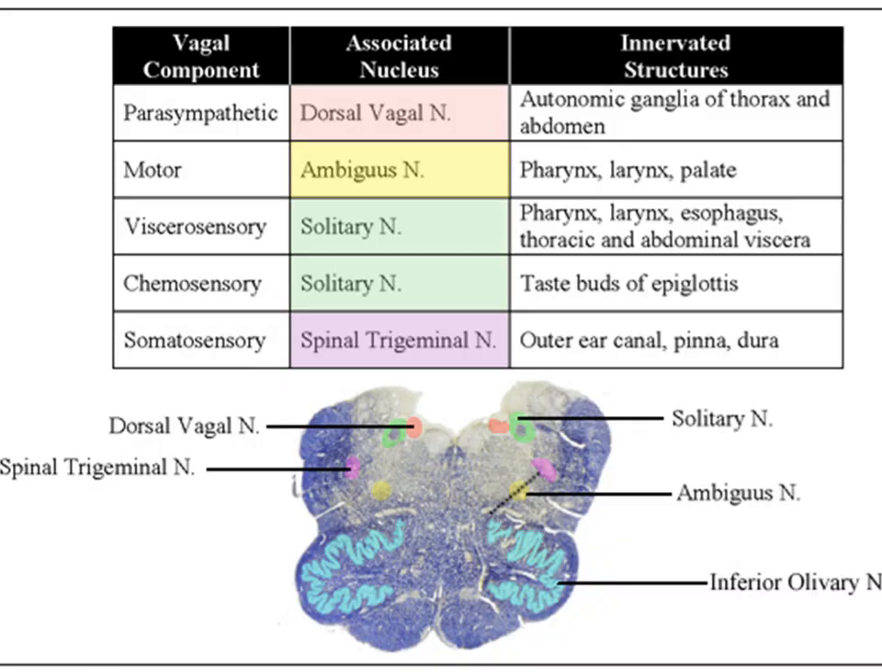This is the summary of the nuclei of the vagus nerve. First of all, the parasympathetic component in the dorsal vagal nucleus, then the motor component in the nucleus ambiguus, then the viscerosensory and chemosensory component in the solitary nucleus, or solitary tract nucleus, or tractus solitarius nucleus, one and the same thing, and somatosensory from the spinal trigeminal nucleus.